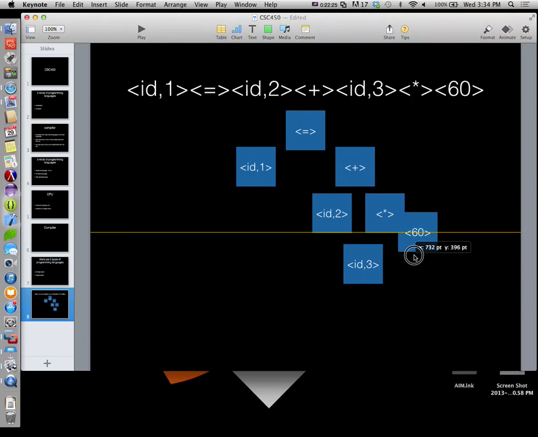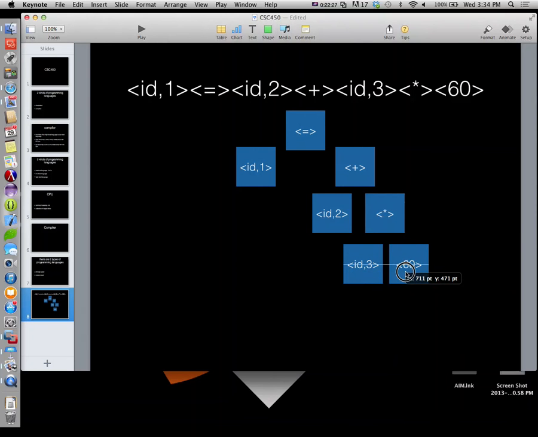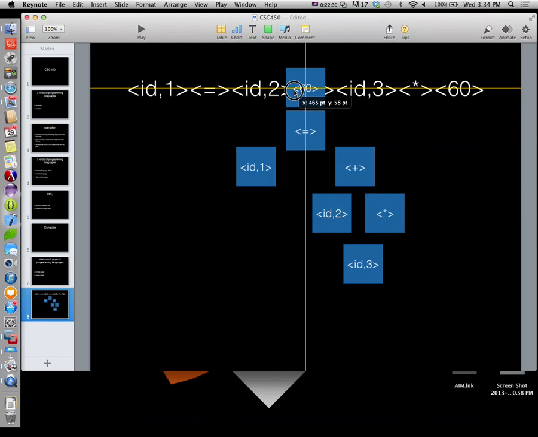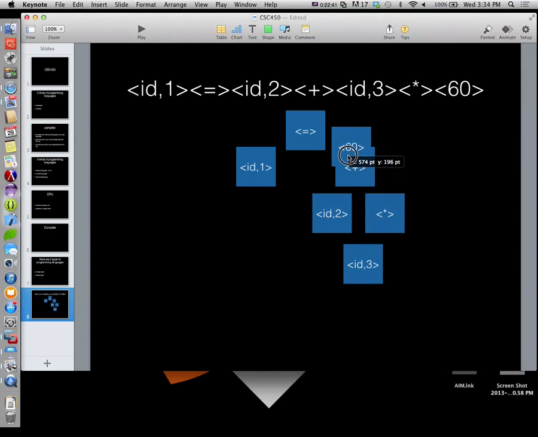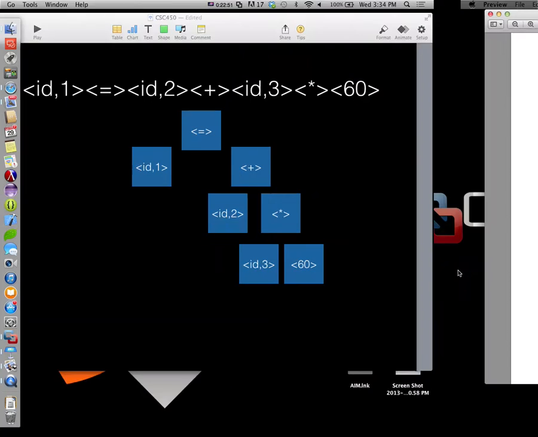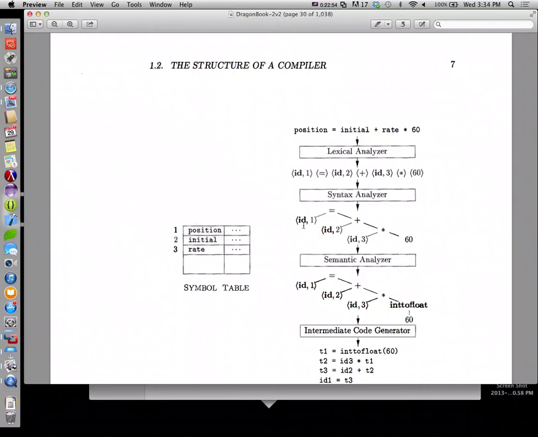We have our 60. Okay, well, let's start up here. Okay, 60 is not an operator, so it can go left or right, correct? Well, can't go to the left because there's something already there, so we'll fail to the right. Can't go left because there's already something there, fail to the right. Can't go left because there's already something there, fail to the right, and we'll place it there. We see we have identifier equals plus ID2 times ID3, 60. I think we created that tree, correct?